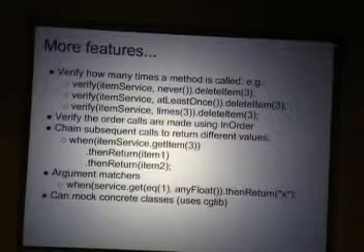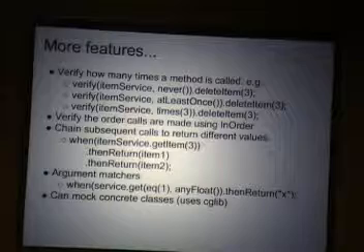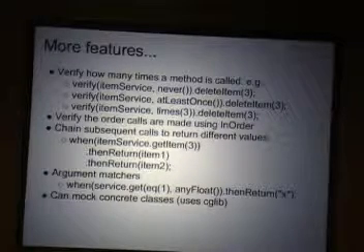Another one which is maybe sometimes useful is that you can chain subsequent calls. So when I call get item, return item 1. Next time I do it, return item 2. Not sure when it would really be useful, but that's one of the features it has.